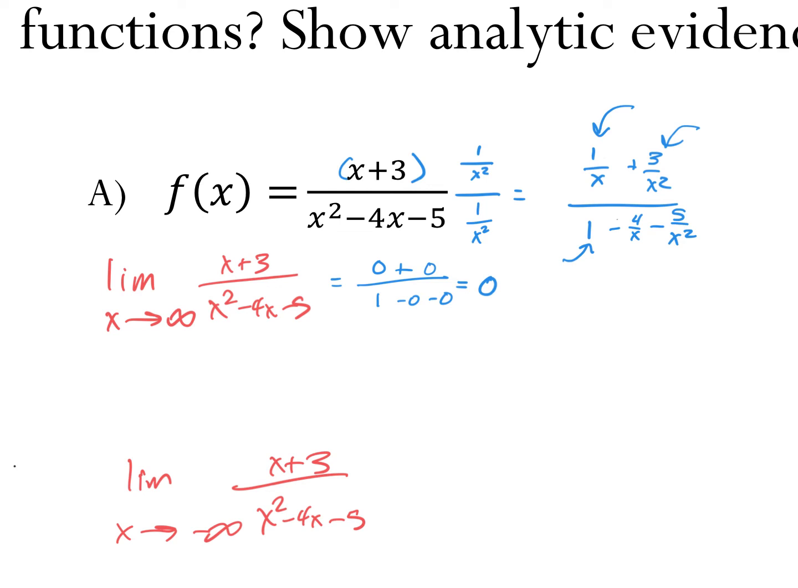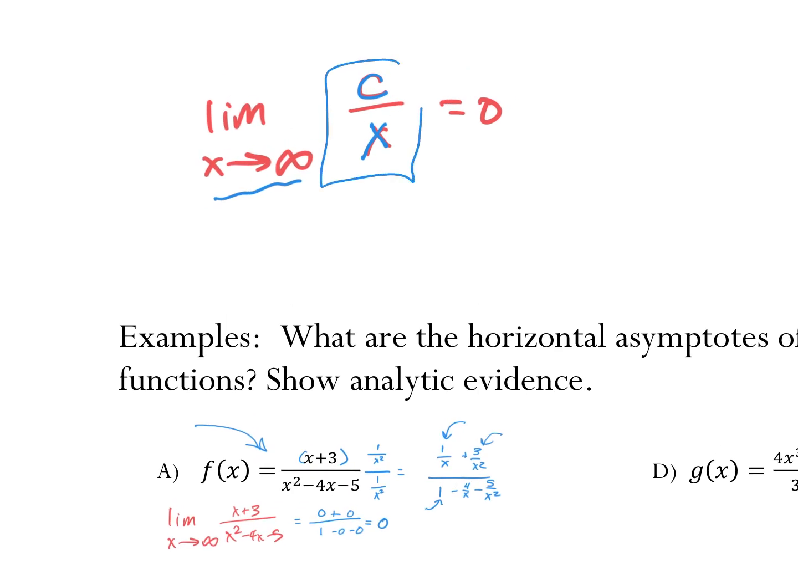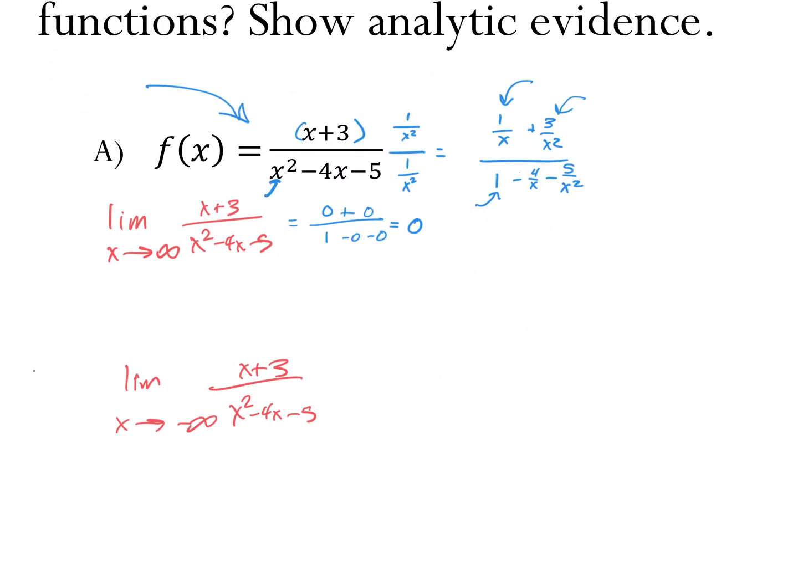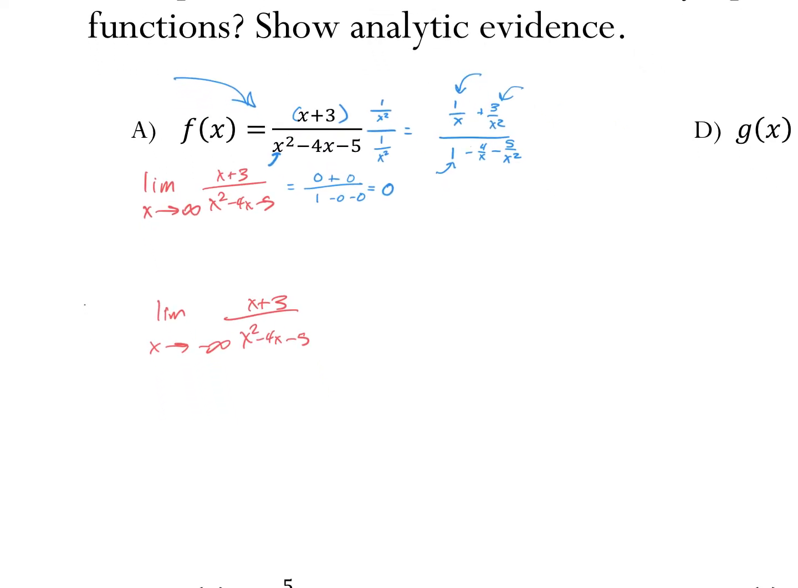So the idea being, x plus 3 over x squared minus 4x minus 5 is not in this form of c over x, and that's what we know is equal to 0. So what we're doing is transforming the equation into that. What we choose to do is divide through by the highest degree term, in this case the x squared. We're going to divide everything by that to create a fraction that is a constant over x. That's always going to be our goal. That's the analytic evidence I would want to see.